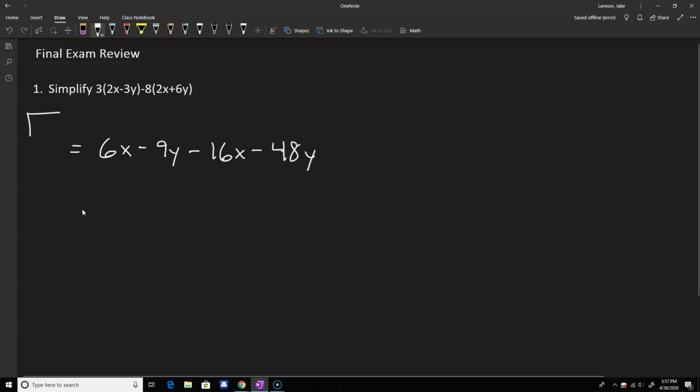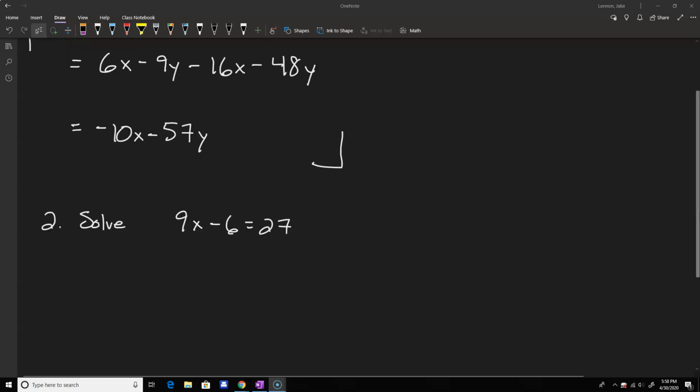And then we can add the numbers in front of the x's and add the numbers in front of the y's. So 6 minus 16 leaves us with negative 10x, and negative 9 and negative 48 leaves us with minus 57y. And that's it for the first problem.